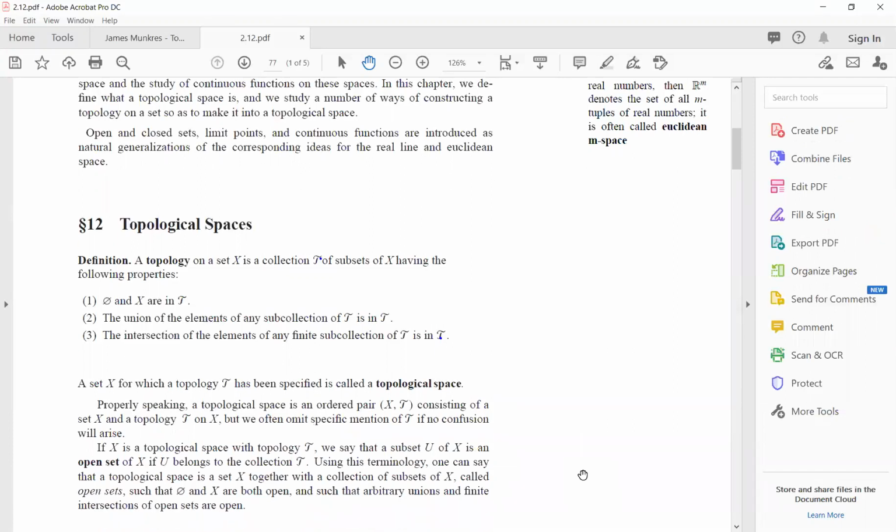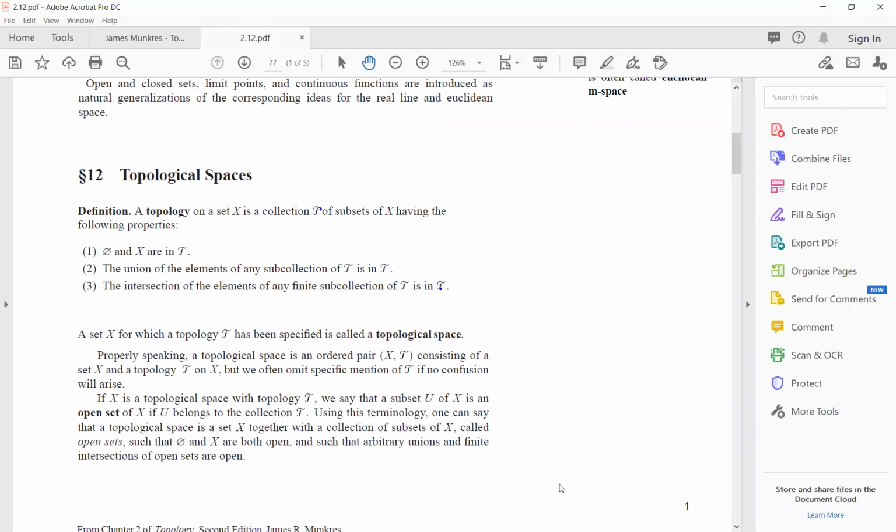A set X, along with this collection tau, is called a topological space. We usually just omit tau and say that X is a topological space. If X is a topological space, then we know that set X has a lot of subsets. We say that a subset U of X is an open set of X if U belongs to this topology.